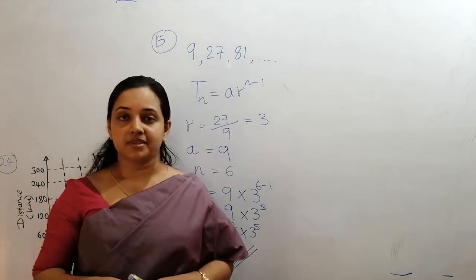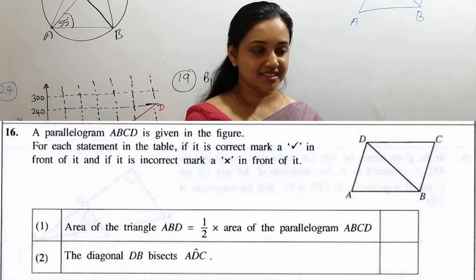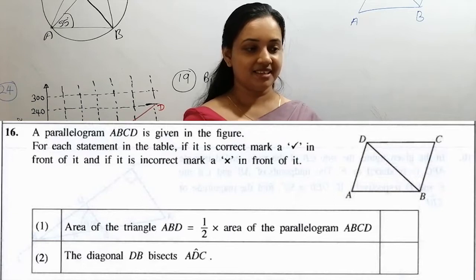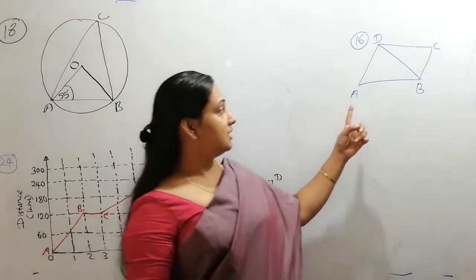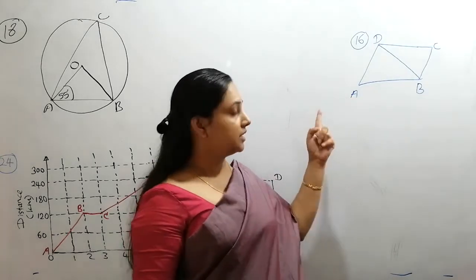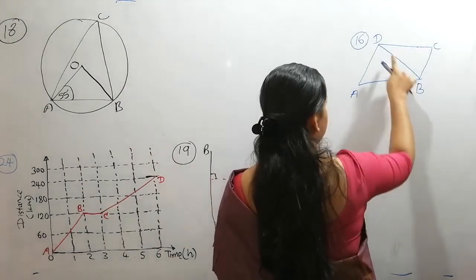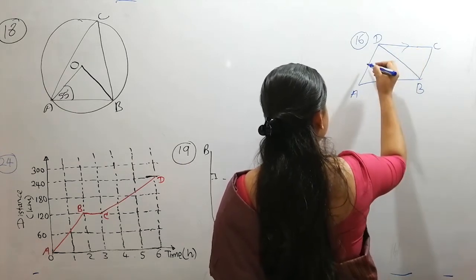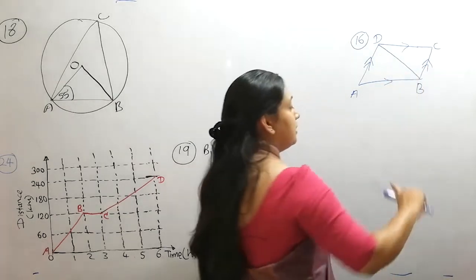Then look at question number 16. A parallelogram ABCD is given in the figure. For each statement in the table, if it is correct, mark a tick in front of it, and if it is incorrect, mark a cross. Look at this slide, a parallelogram is given. ABCD is a parallelogram, so AB is parallel to CD. The opposite sides are parallel to each other. Then AD is parallel to BC, since this is a parallelogram.